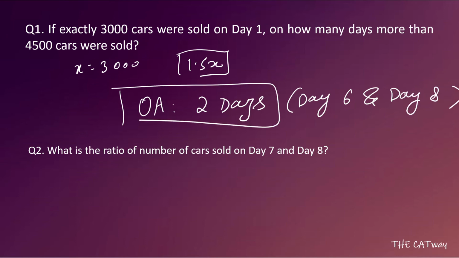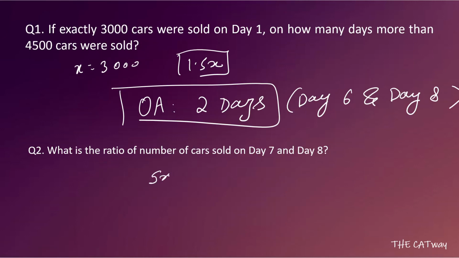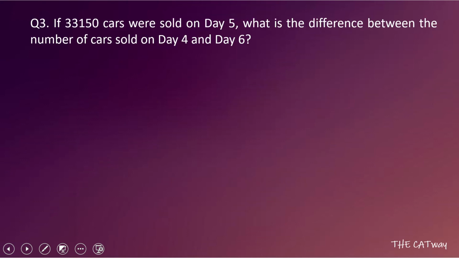Now the question is, what is the ratio of the number of cars sold on day 7 and day 8? On day 7 it is 5x by 6, and on day 8 it is 5x by 2. So we have to do 5x by 6 divided by 5x by 2. What do we get? 5x by 6 into 2 divided by 5x. It is 1:3, and that is your correct answer. I hope this one is clear. Let's move to the third and last question.